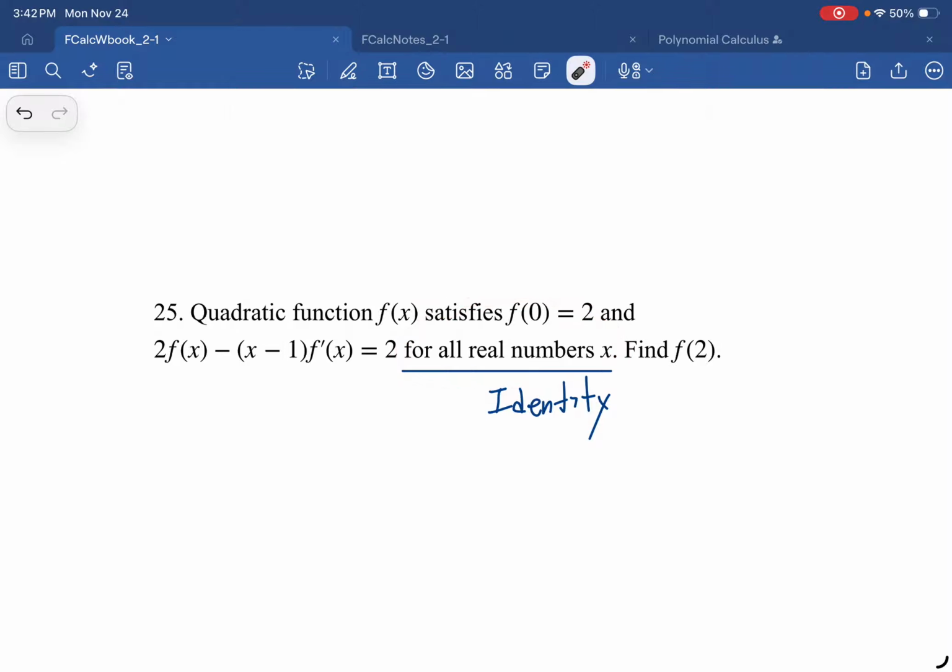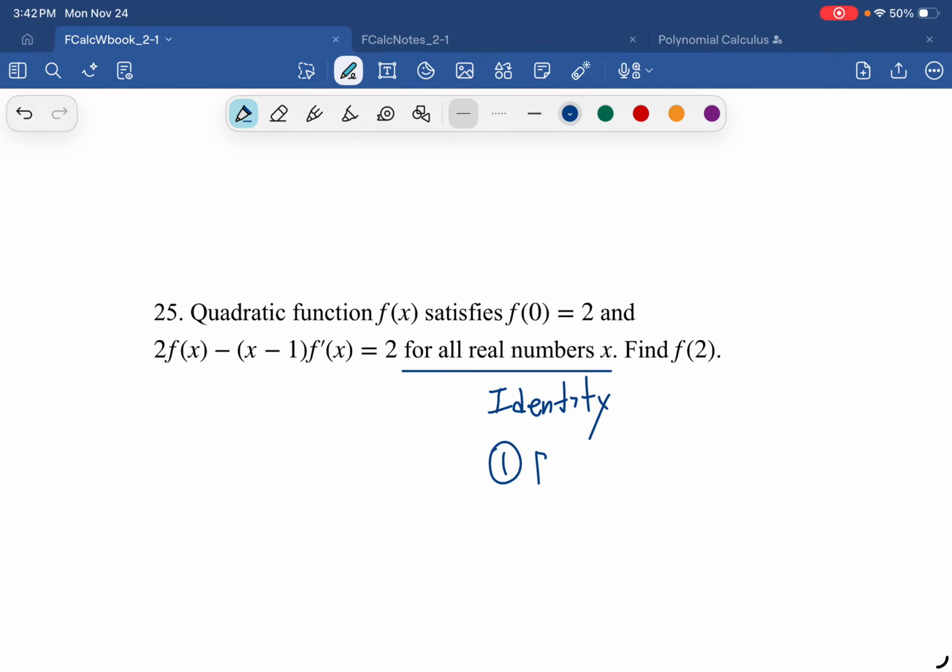Then you can do a lot more with it. Usually in calculus, what we can do is, whenever we encounter an identity, should we plug in values?